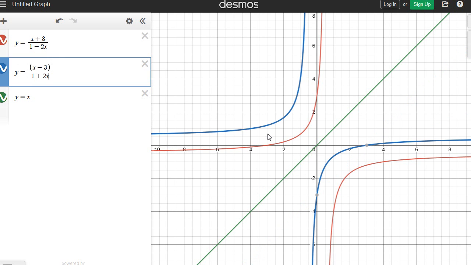So the blue and the red are reflections over the green line. So, okay, you reflect this blue, you get this red. If you reflect this blue, you get this red. And then notice that for the red, the original function, that x equals 1/2 right here was not in the domain. And then notice for the blue that y equal 1/2 is not in the range. It's a horizontal asymptote. X equal 1/2 was a vertical asymptote for the original function. So again, we see that domain and range are switching.